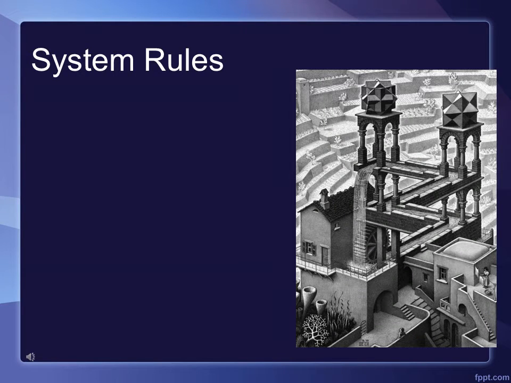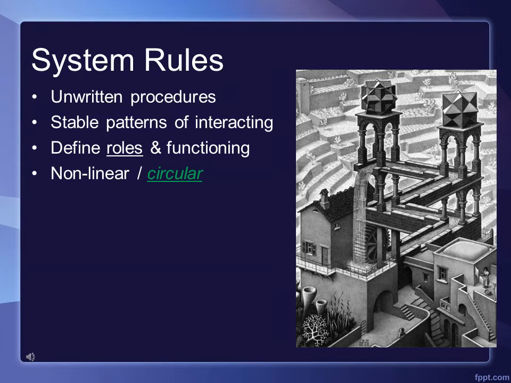Another important dimension of family systems are what we call system rules. And these are different than the rules that a family sits down and agrees upon and writes down and posts on the fridge about no hitting and wash your hands before dinner. Instead, a family's system rules are the unwritten procedures that they use for guiding how they function together.